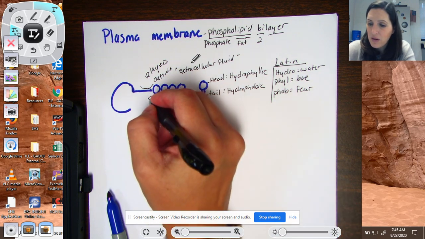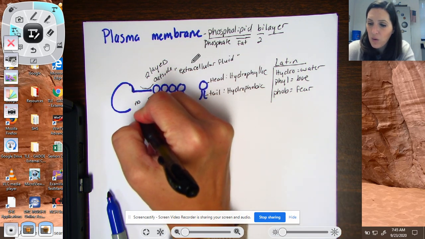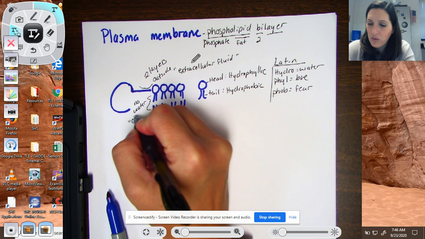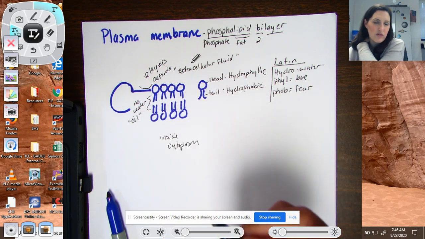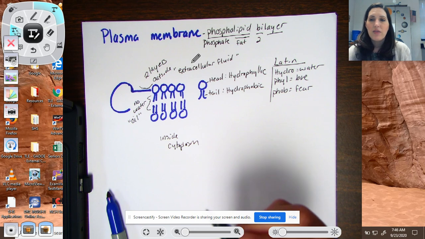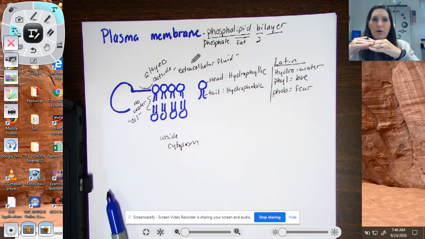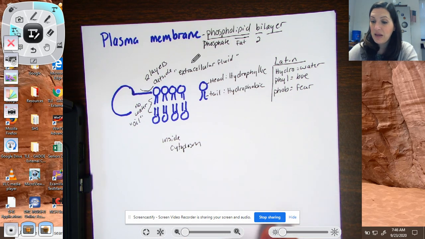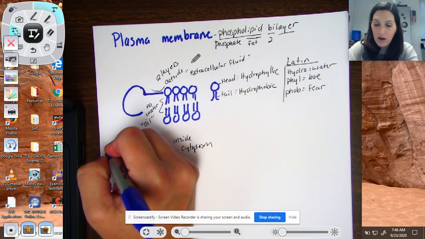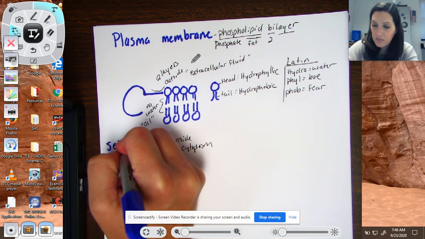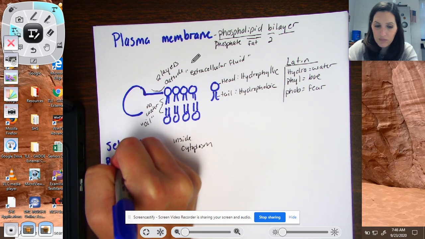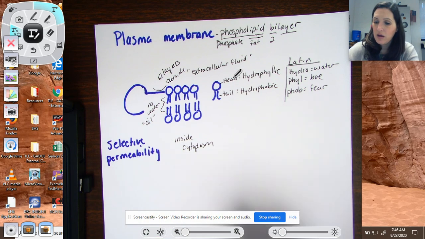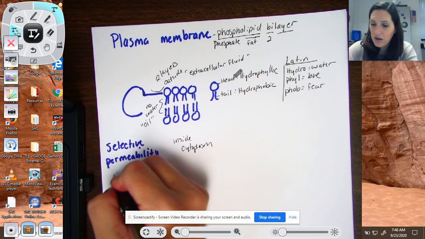So this is where there's basically no water. We want to think about it as being like oil, like cooking oil, how it separates vegetable oil from water. This creates a barrier to stop things from moving in and out. And that's good because that's what we need. The job of the plasma membrane is selective permeability, which means it controls that only some things can come in and out.